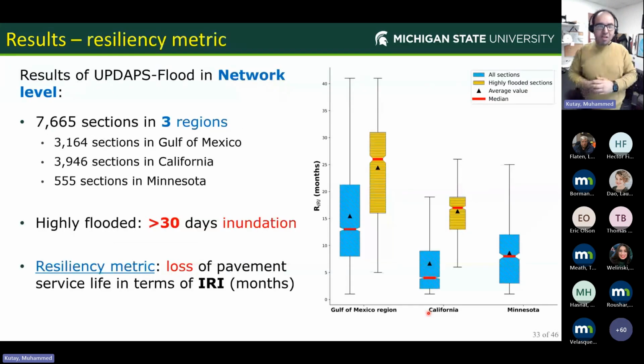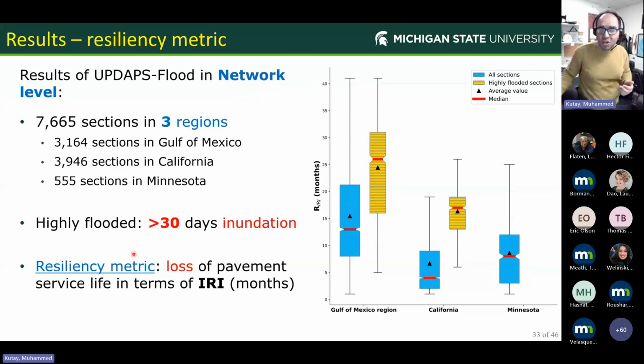So now let's talk about the resiliency metrics at the network level. Now that you have the project level, you can talk about the network level as well. We had about 7,665 sections in 3 regions: Gulf of Mexico, California, and Minnesota. You can see in this bar graph that the blue one shows all sections, and the yellow or orange ones show the highly flooded sections.